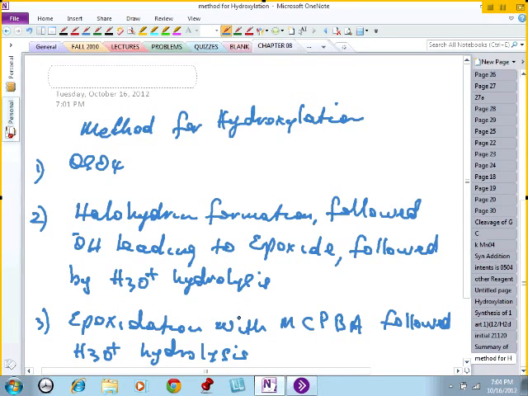Okay, so I will now give you the last two reactions of alkene that we are going to deal with before we leave this chapter. Yes, go ahead.